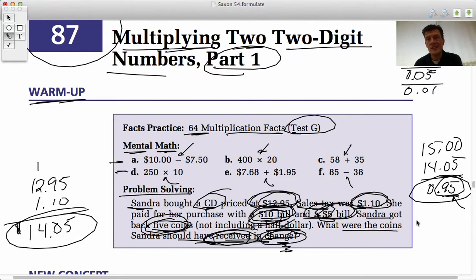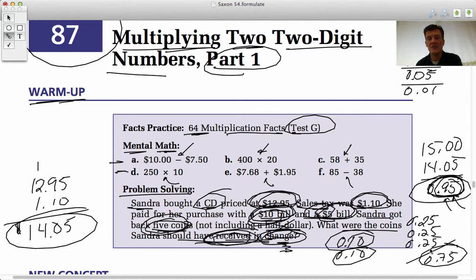So let's take quarters. 2 quarters would give us 50 cents. 3 quarters would give us 75. So right now with 3 quarters we've got 75 cents. We need to get another 20 cents to get to 95. So another 20 cents, you're going to need 2 dimes. 10 and another 10, added on to 75, would get you to 95. Okay? That's 5 coins. You're set. You're done.